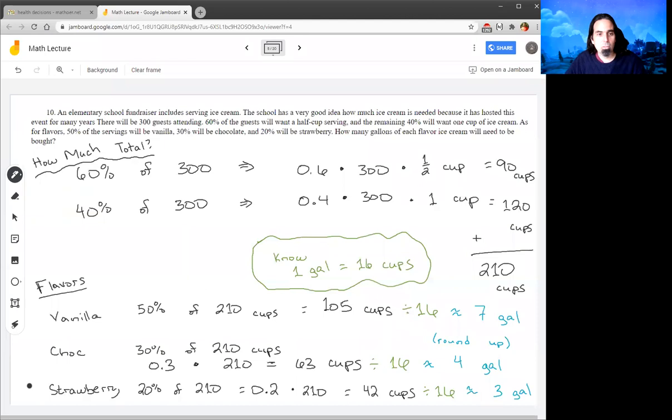Give that to the parent volunteer. They go shopping, submit their receipt for reimbursing. Who cares how much it costs?